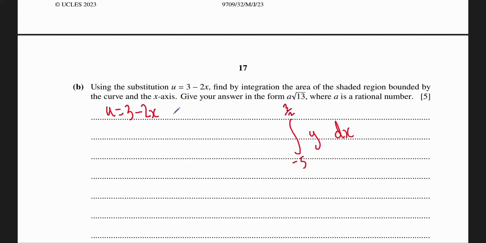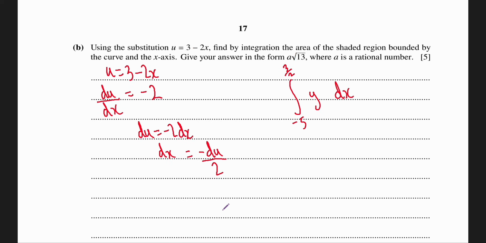We have u is equal to 3 minus 2x. So now what's du by dx? Because that's the first step. Well, that's just the derivative of this with respect to x. So this goes away, this becomes 0, and this becomes -2. This is just simple power rule. Now we can rearrange, so we can let du is equal to -2 times dx, and then dx is equal to -du divided by 2. So far so good, nothing too difficult so far.